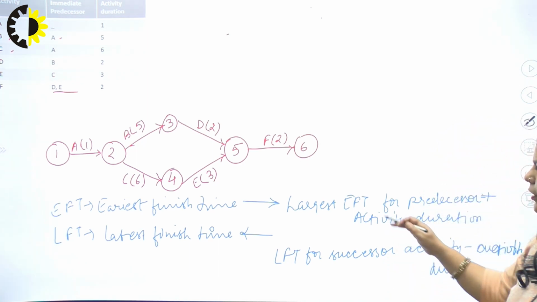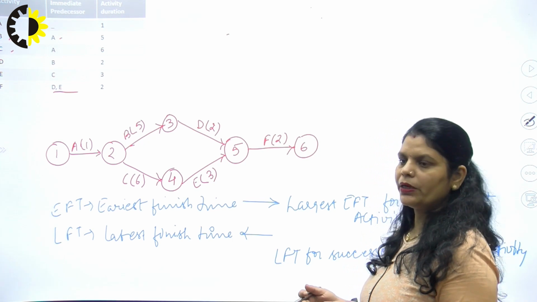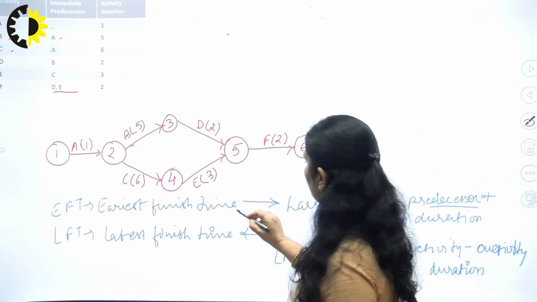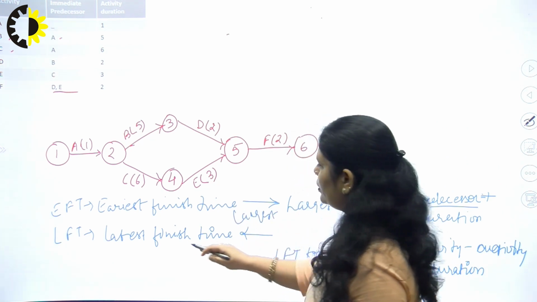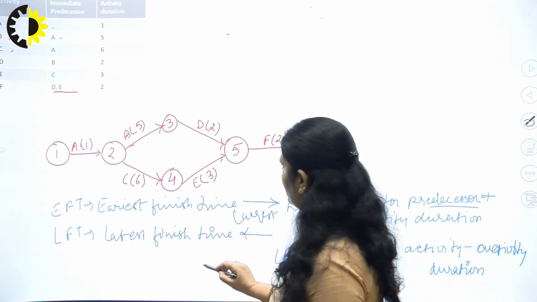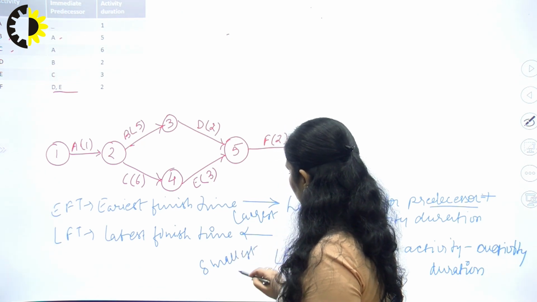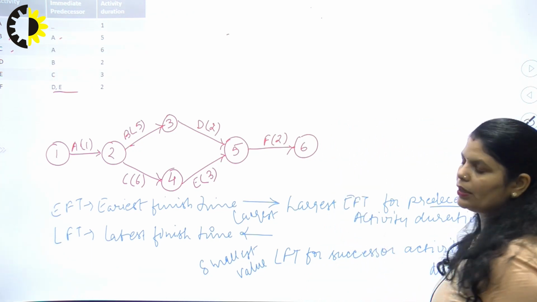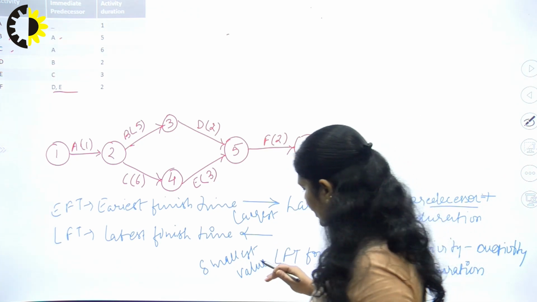Okay, there are some points we have to remember here. For EFT, if there are two predecessors for an activity, we will take the largest value, and if there are two successors for LFT, we will take the smallest value. Now we will calculate the EFT and LFT for this network diagram.